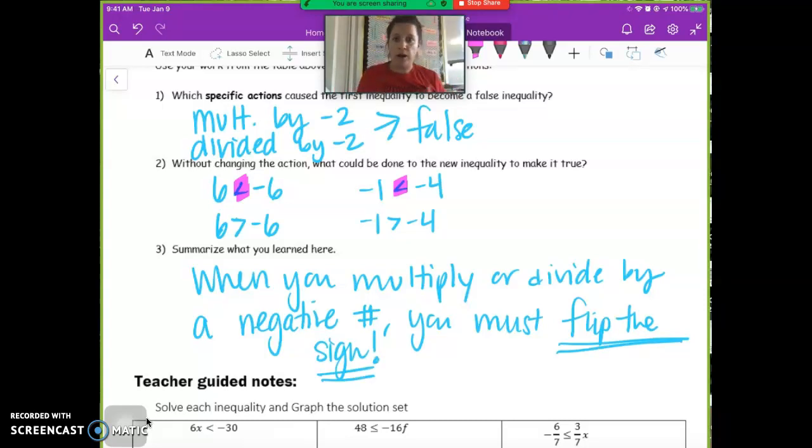Okay. Now, when I multiply or divide by a positive number, you don't have to do anything. That was okay. The only time it was false is when I was multiplying or dividing by a negative number. Okay, so when you multiply or divide by a negative number, you must flip the sign.